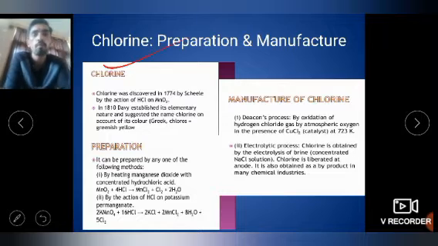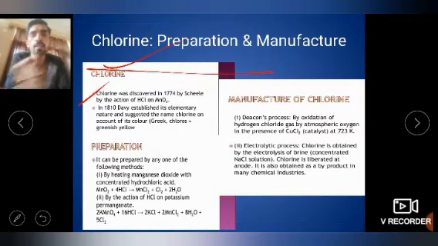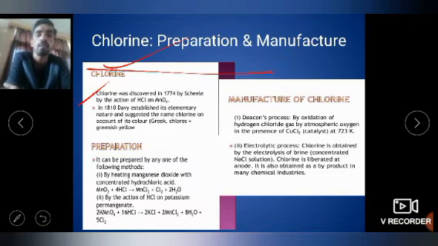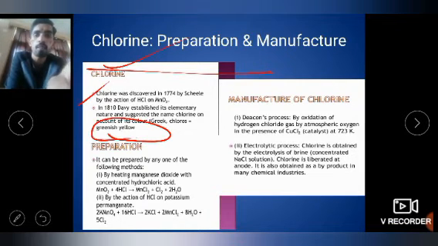So now we are doing very important compounds of halogens. We have chlorine first. Chlorine was discovered in 1774 by Scheele, by the action of HCl on MnO2. But in 1810, Davy established its elementary nature and suggested the name chlorine, which in Greek is chloros, meaning greenish yellow. So greenish yellow is the color of chlorine, and on the basis of this color the name became chlorine.